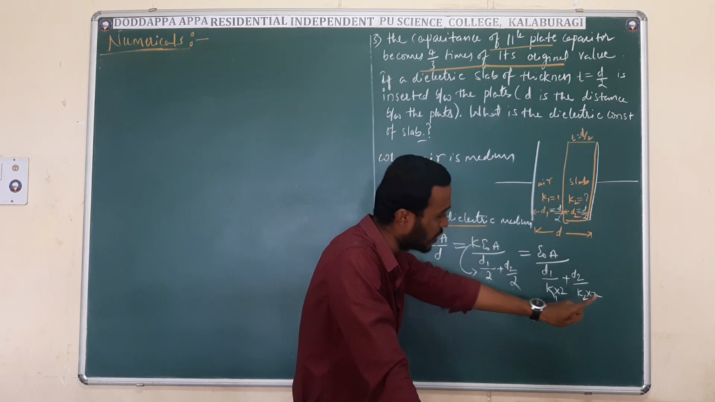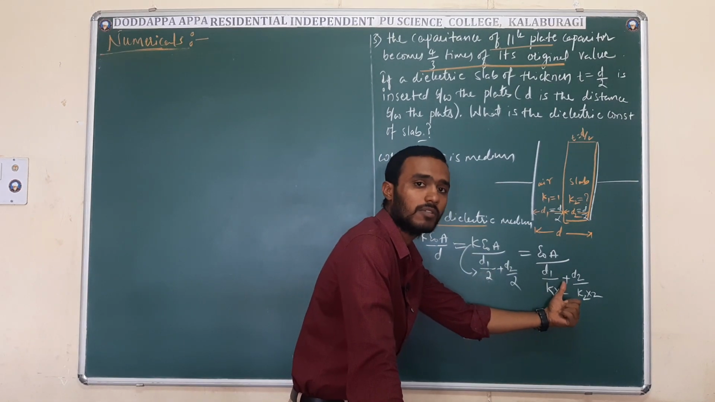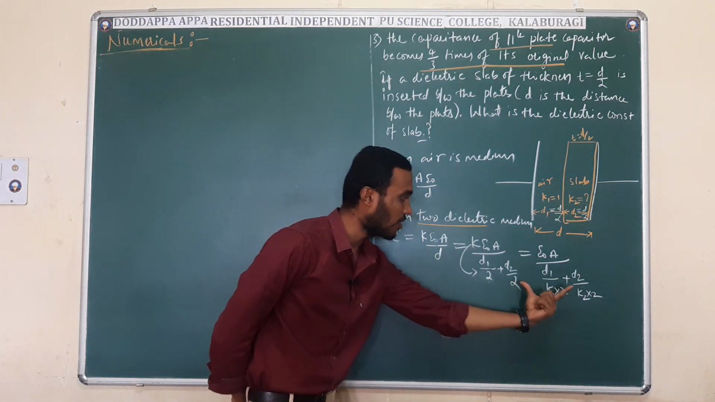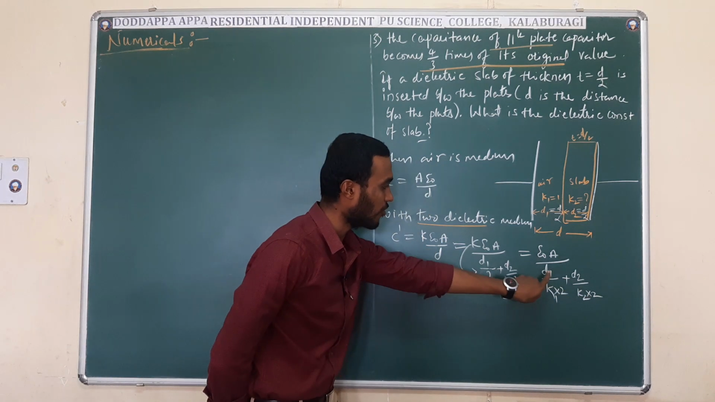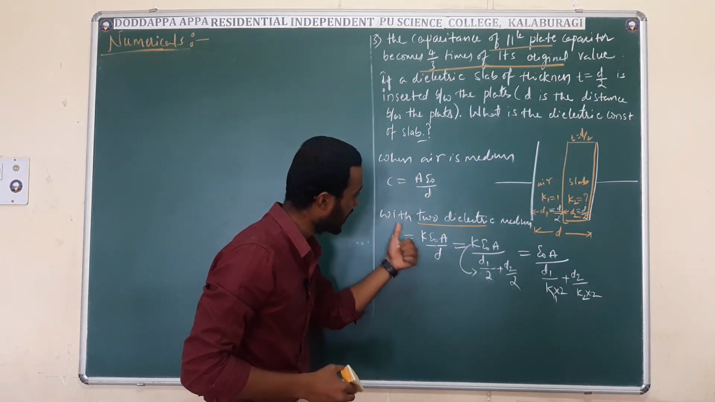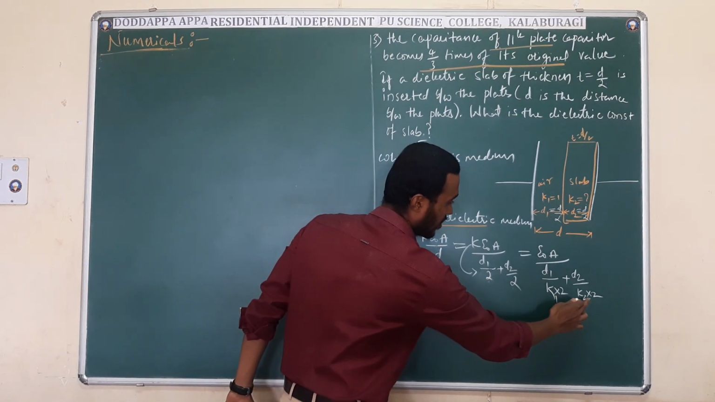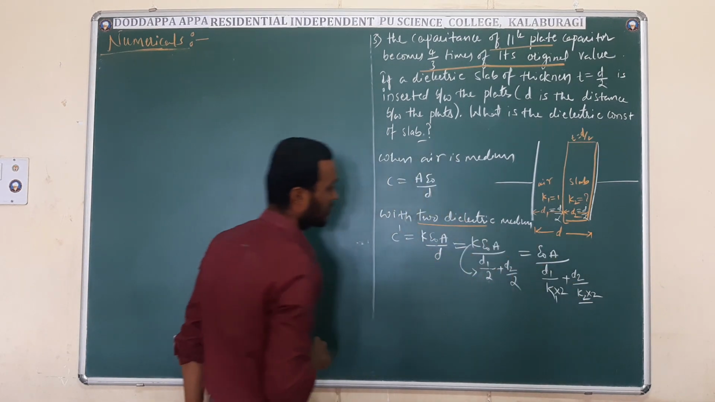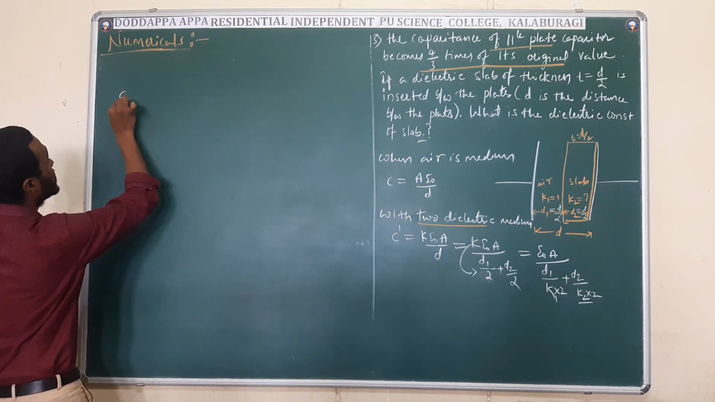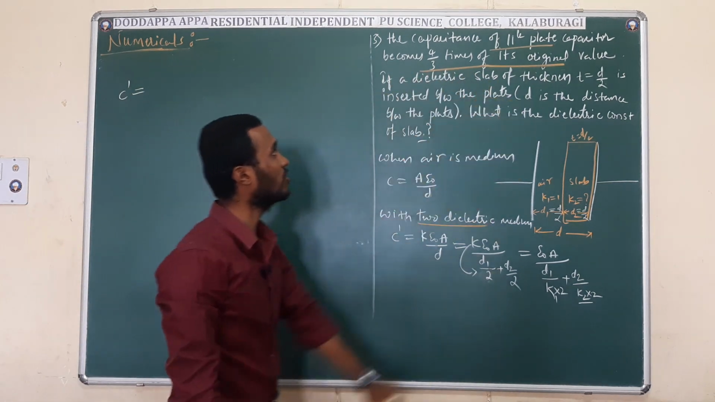Our aim is to find K2 only, so our final formula is C dash is equal to this one. From the original formula we have altered this. This is our formula. Let us substitute the value of K1, and our aim is to find K2 only. Before going to that, C dash becomes 4 by 3 times of its original.